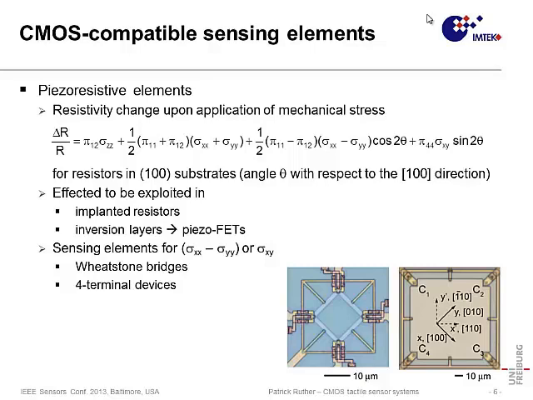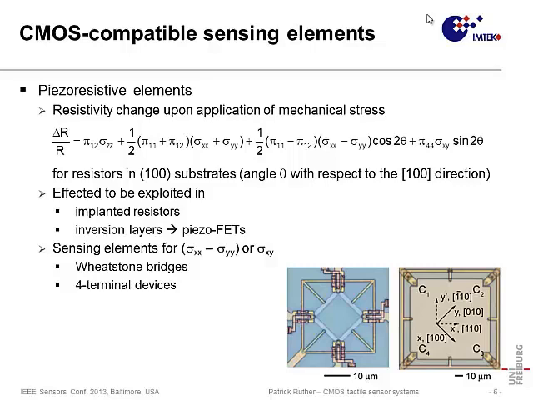And we clearly see that this is dependent on the normal stress, but also the shear stress. The in-plane shear stress is here, and the respective piezoresistive coefficients, pi 1, and so on. And these coefficients are dependent on the type of doping, either N or P dope, but also on the concentration of the dopant. Now, this effect can be exploited in implanted resistors, but also in the inversion layer in field effect transistors, and we call them the piezo FETs in our team, and I guess anywhere else as well.